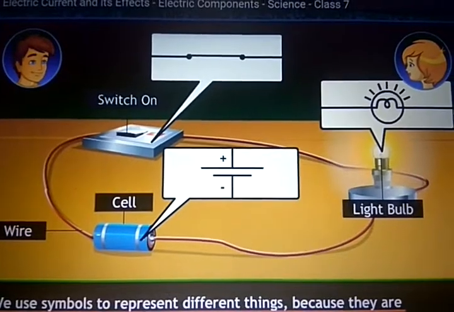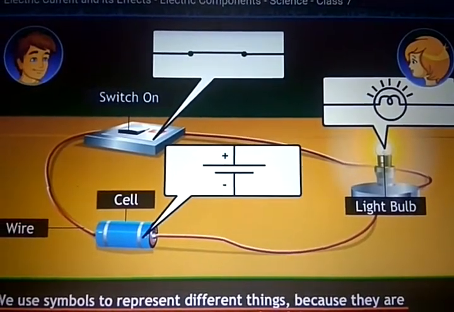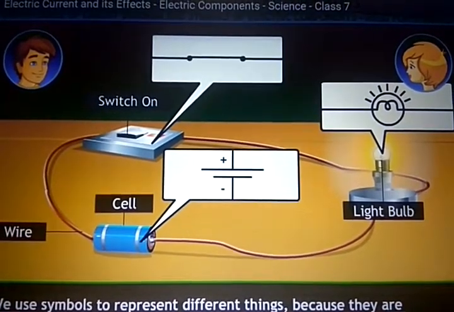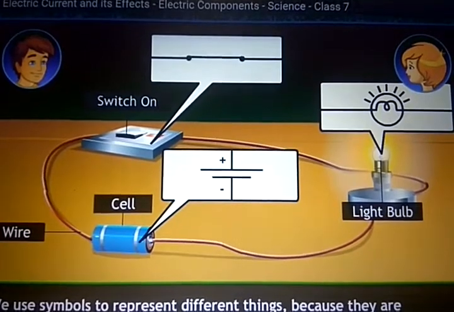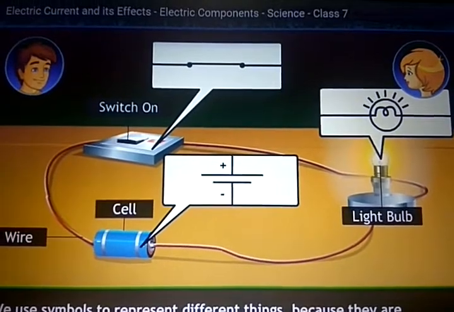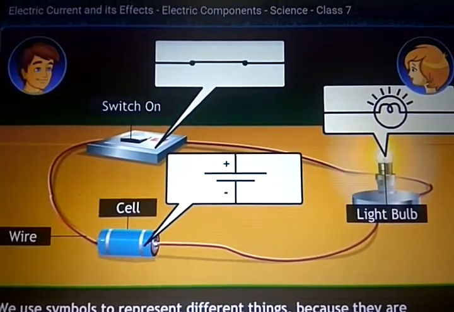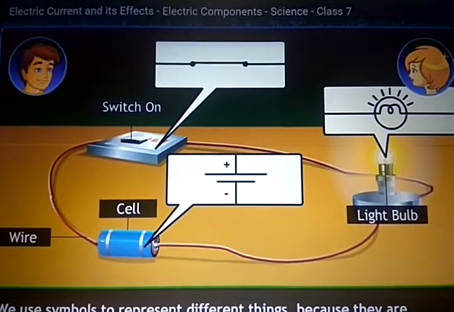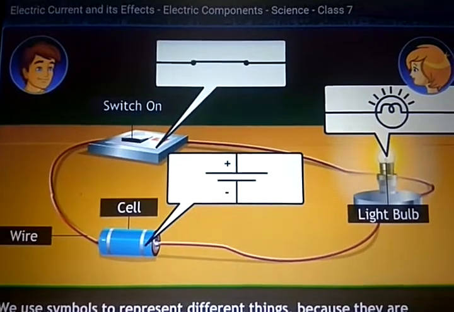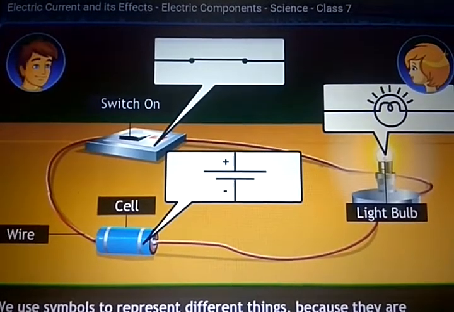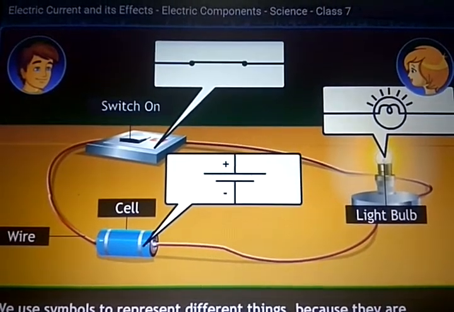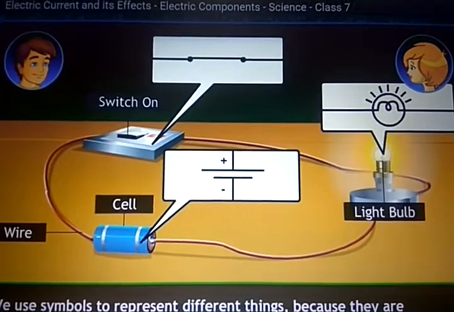Now in these circuits, the cell is represented by this sign, plus and minus, with one long and one short parallel line, the positive terminal and negative terminal. The light bulb is represented by this circle, with a filament inside. The switch is represented by this symbol, two dots and then a straight line. It means the switch is on. And this is a wire. So these are the components of a simple electric circuit. With the help of components you can join the circuit, and the circuit will be on or off.